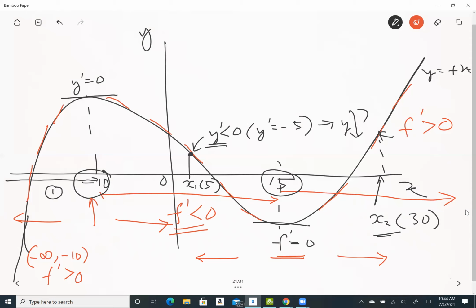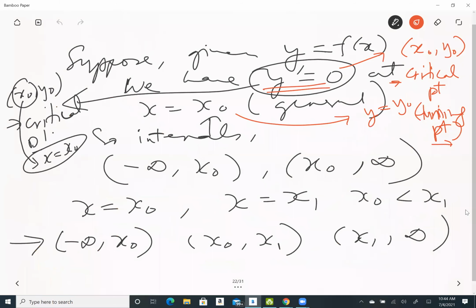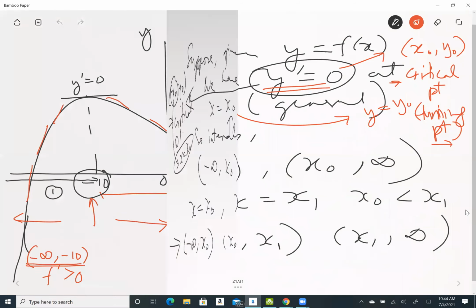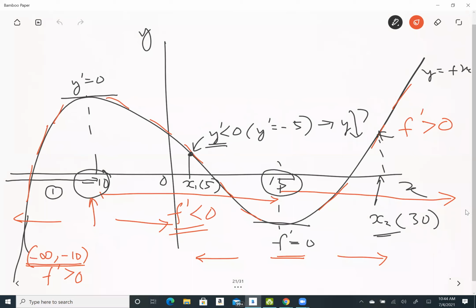Now, that interval you consider will be bordered by the critical point. If you look at x equal to -10, the interval to the left is easy: negative infinity to -10. Now, what is the interval to the right? From where to where? What is the interval to the right of -10?